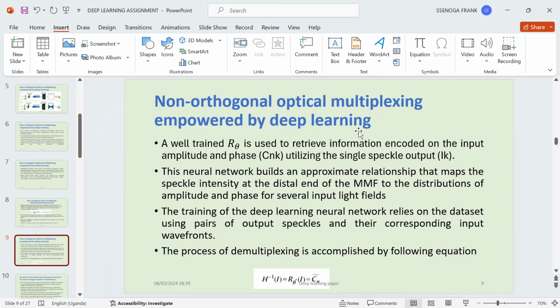So this neural network uses the training data, and this training data set is obtained with respect to their corresponding wavefront. This data set has the parameters used to train this neural network.